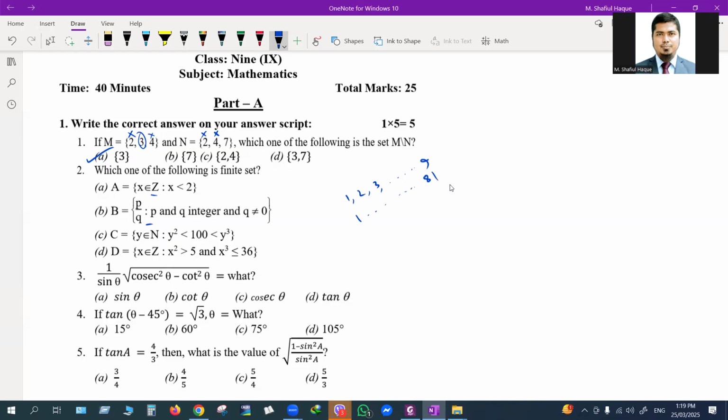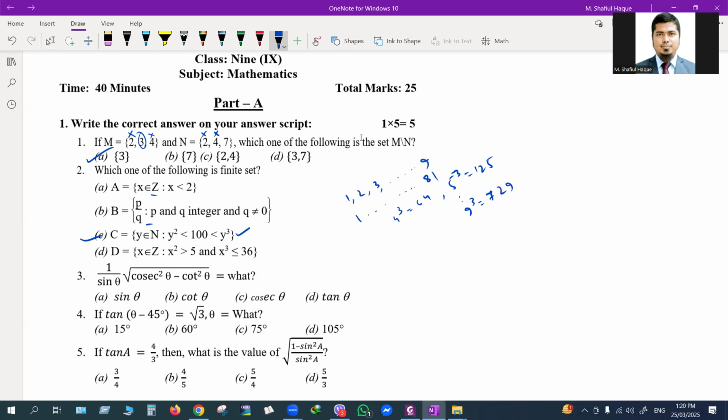So the cube of 4 is 64, so it will not be there. The cube of 5 is 125. Cube of 5, cube of 6, cube of 7, up to cube of 9, which is 729. So 5 to 9, that is 5, 6, 7, 8, 9. These 5 elements will be there. So this is the finite set.